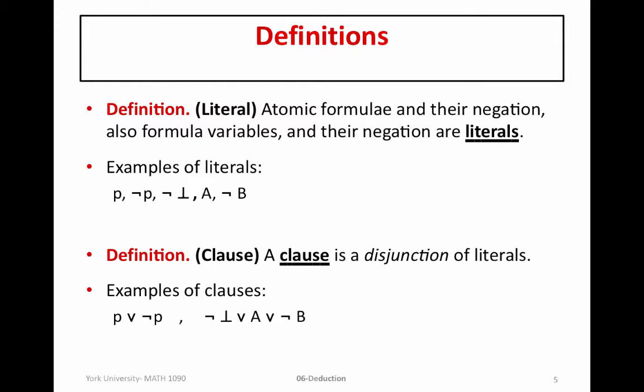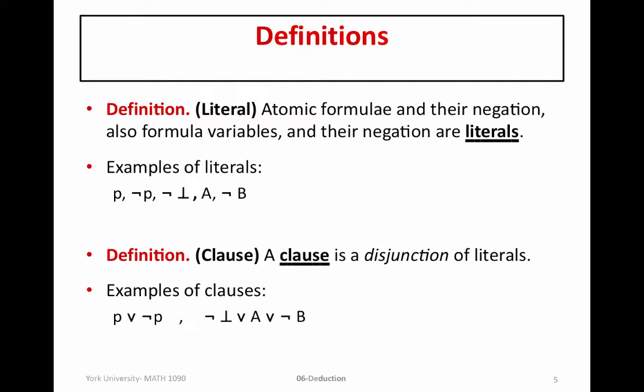So examples of clauses: P or not P, right? The only connectives here are or and not. And not top or A or not B is another example of a clause. The only connectives we have are ors and nots. The reason that we need these two definitions is simply because we're going to be interested in looking at well-formed formulae which only have the connectives or and not.